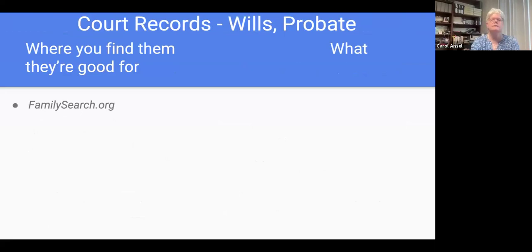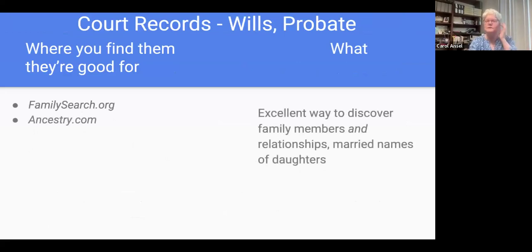Okay, court records, wills and probate records you can find on FamilySearch and Ancestry, and also on MyHeritage. It's a good way to, as we said earlier, find out who the family members were, what the relationships were, and the married names of the daughters, because they'll often leave money or land and they'll say, my daughter so-and-so with her married name.